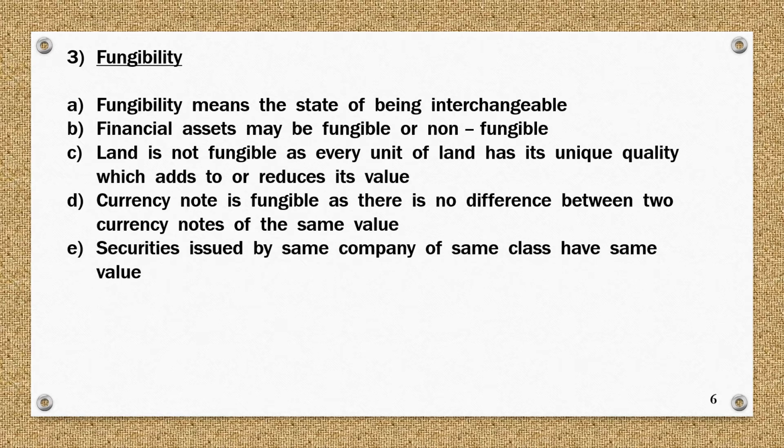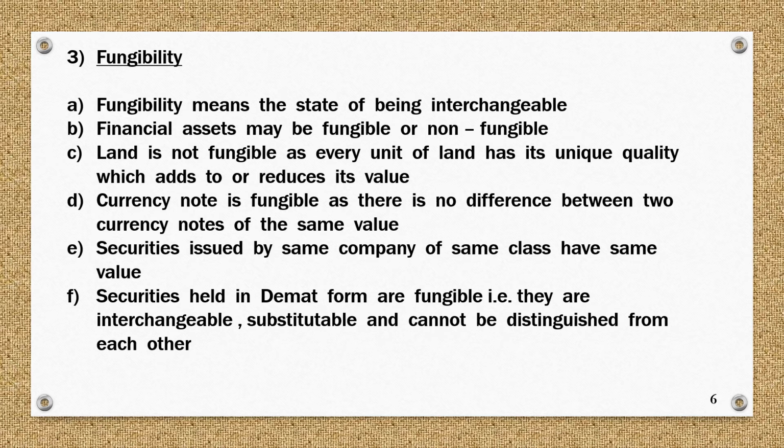In a similar way, when a company issues securities of the same class, then all such securities issued by the same company and of the same class have the same value, irrespective of who owns them. Thus, it can be said that when securities are held in electronic form, they are fungible. It is because these securities can be easily interchanged or substituted and cannot be distinguished from each other.